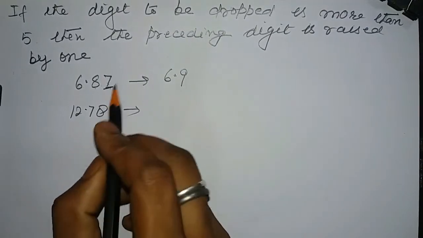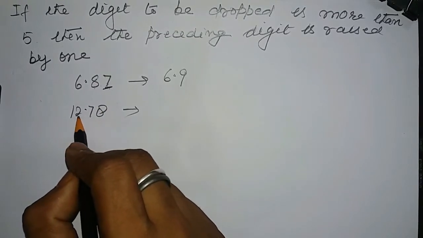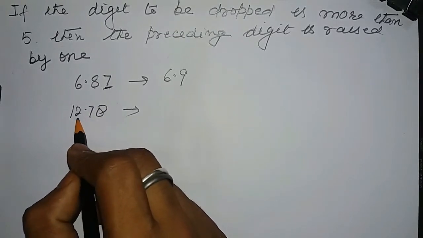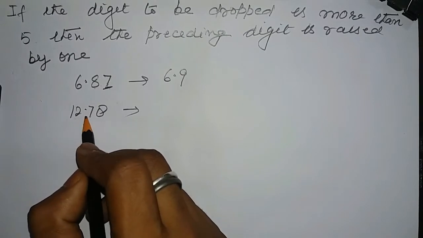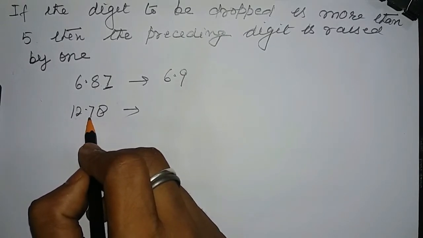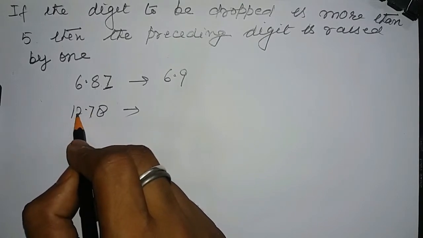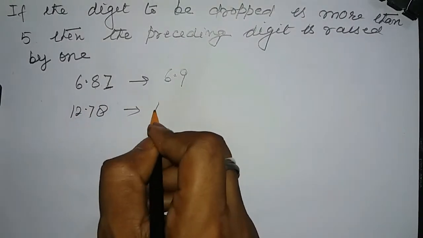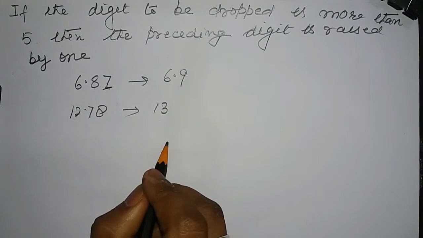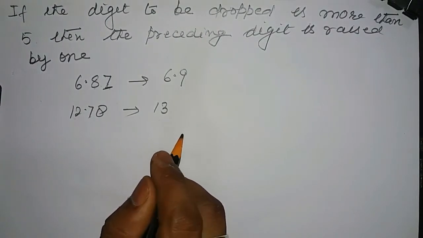Similarly, in this case 12.78, you have to write in two significant figures, you have to drop 7. 7 is greater than 5, then the preceding digit will be how much? 13, not 13.0, because in 13.0 there will be three significant figures.